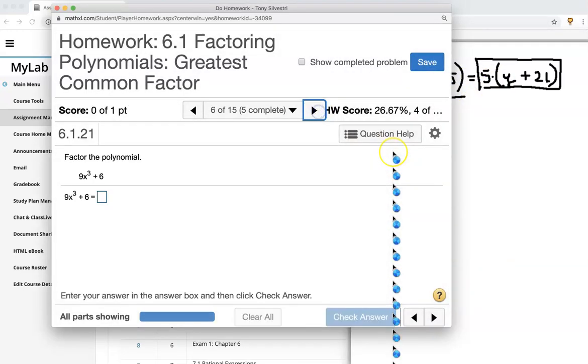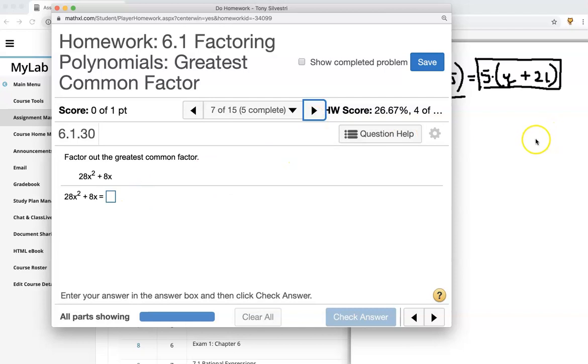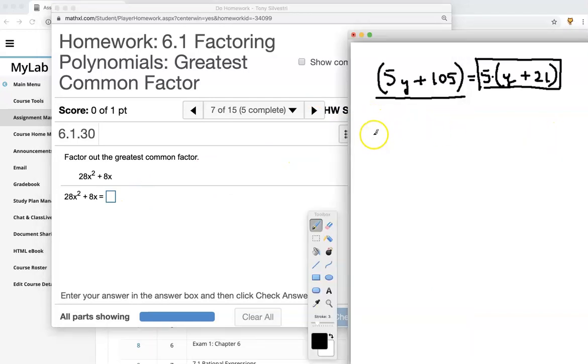Okay, let's try the next one. Let me try something else. I'm going to skip this one. Let's try this one. Okay, let's try 28x squared plus 8x. And I want to break that expression down. See, this is one big expression because pluses and minuses bind terms together as one unit. And you need to break that unit down into smaller parts.